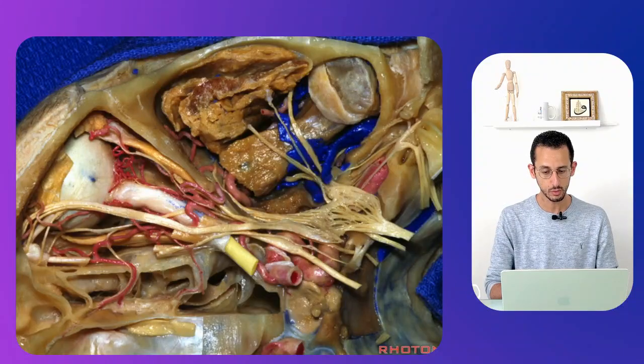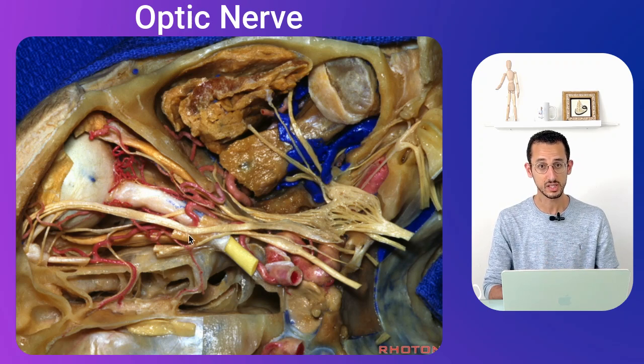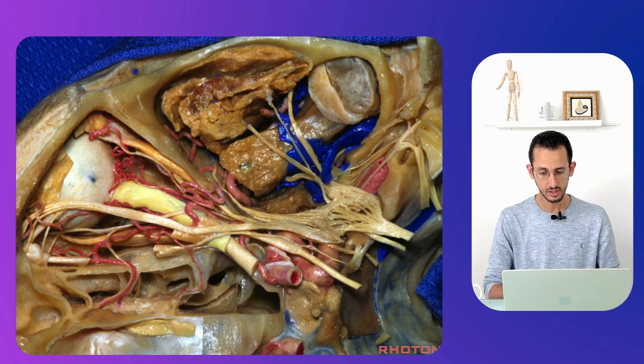So let's start with the first dissection. As you can see here, the optic nerve is highlighted in yellow, which enters the optic canal and then into the orbit. It remains within the central nervous system as it's invested into the optic nerve sheath, which is basically an extension of the dura. This is the optic nerve sheath.